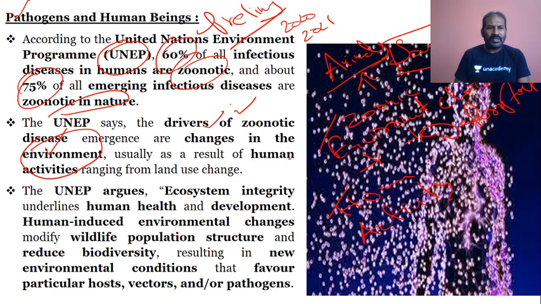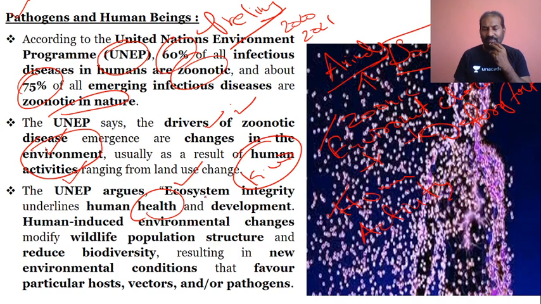And the United Nations Environment Program also very clearly states that ecosystem integrity underlies human health. This is a keyword we need to focus on: ecosystem integrity.